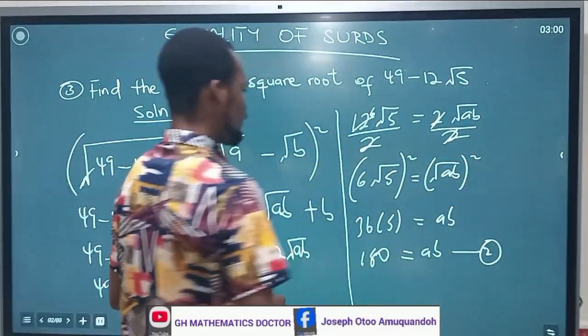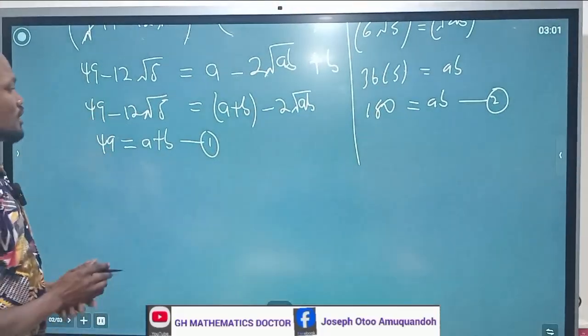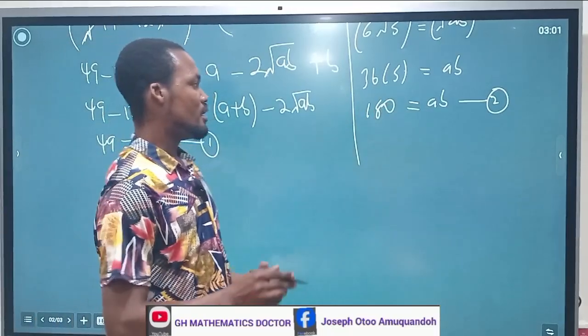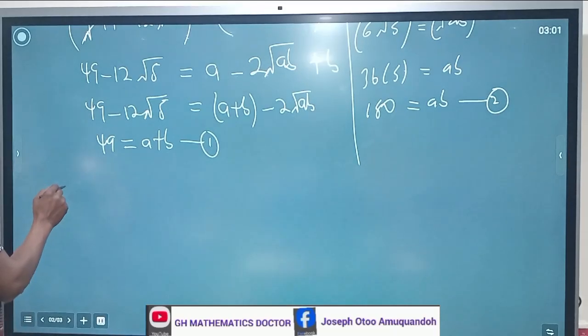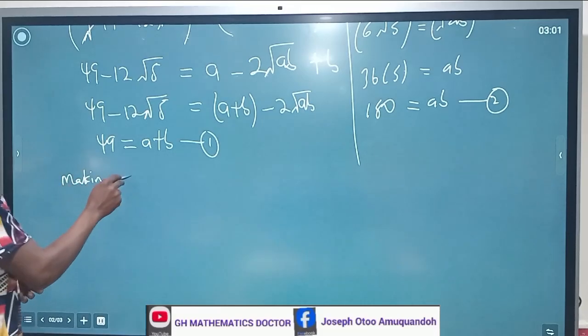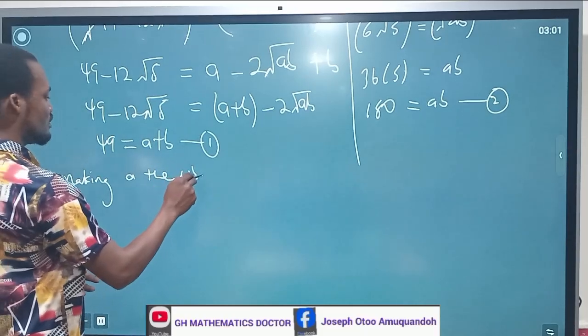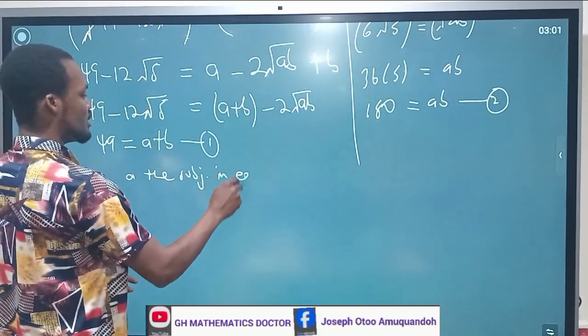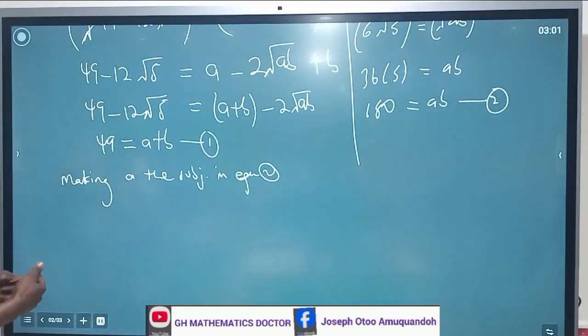So we are going to solve this simultaneously. We are going to make A the subject in equation 2. Making A the subject in equation 2, we have equation 1 will be much easier.